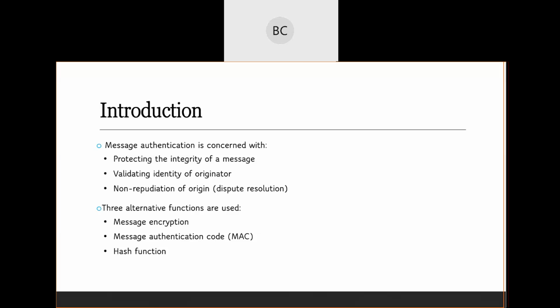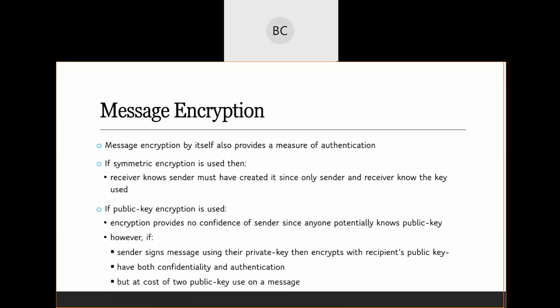So message authentication is mainly concerned with these three things. For message authentication, we have three different techniques. One is message encryption, one is message authentication code or MAC, and the third one is the hash function. With the help of these three things, we can satisfy the condition of message authentication, or you can say we can provide message authentication.